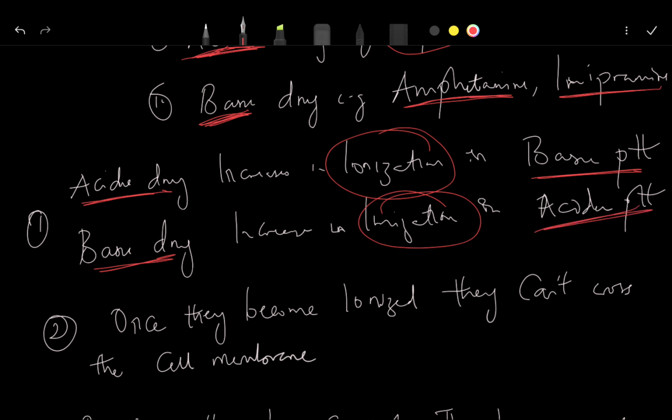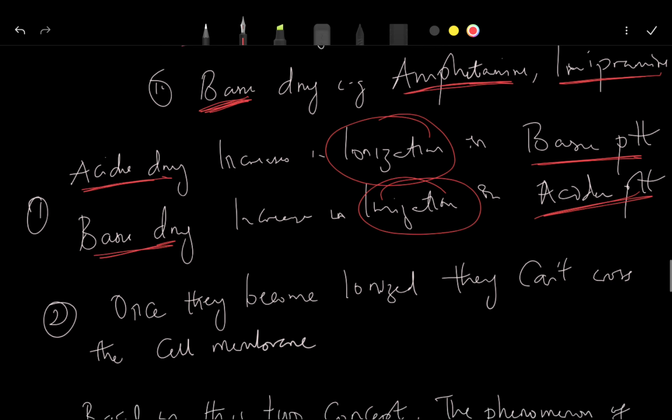That is rule number 1: acidic drugs will ionize the more basic the pH becomes, and basic drugs will ionize the more acidic the pH becomes. So if you put an acidic drug in a basic medium, it will be ionized. If you put a basic drug in an acidic medium, it will be ionized. But if you put them in the same medium, an acidic drug in an acidic medium will not be ionized, and it will not be trapped. It will keep on moving, meaning it will remain uncharged, so it can easily cross through the membrane.